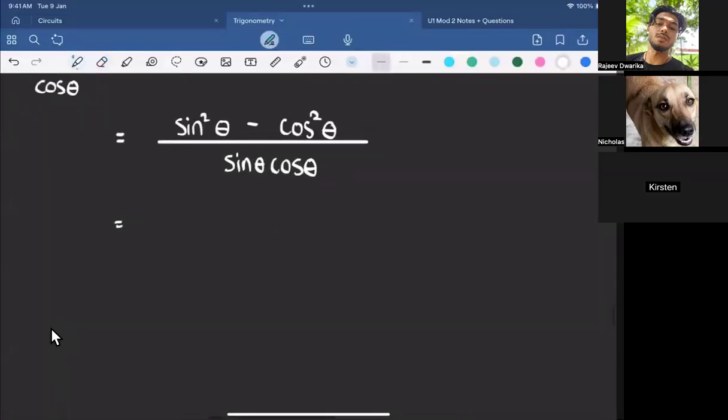Do you know any identities that are kind of similar to this? I'll give you a hint: double, double angle function. What is it? Sine square theta minus cos square theta, right? We're looking for an identity you know that has a minus sign in the middle.